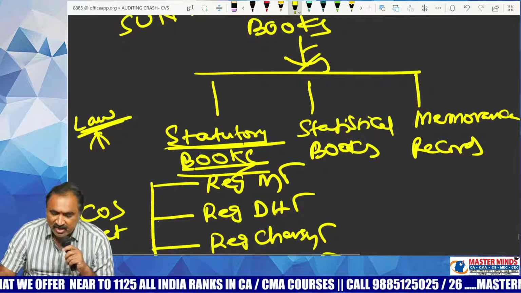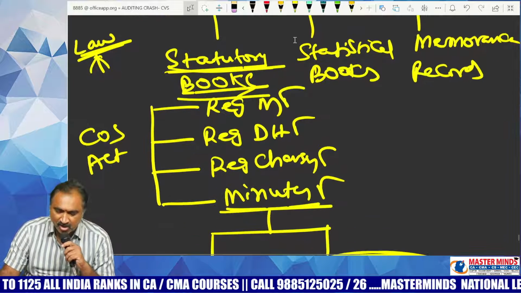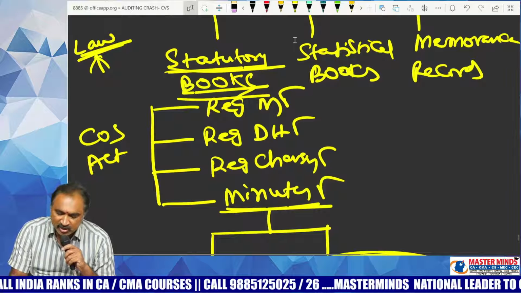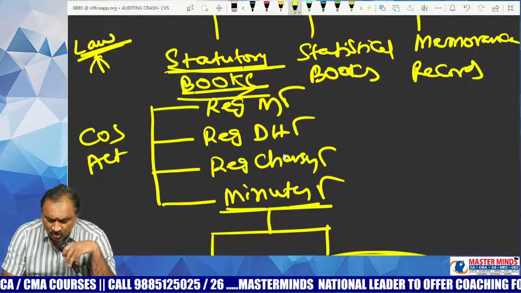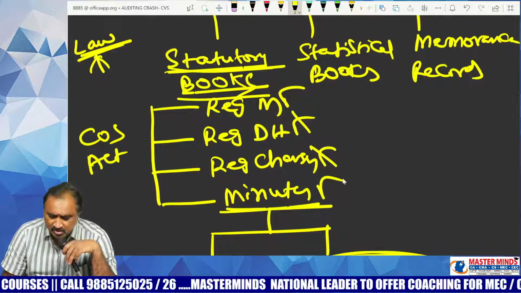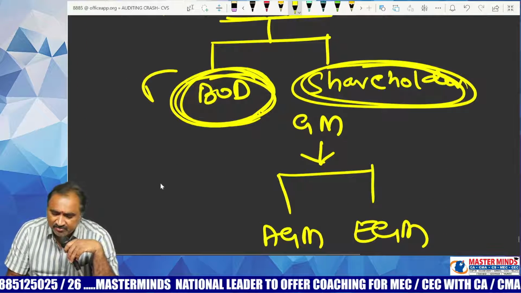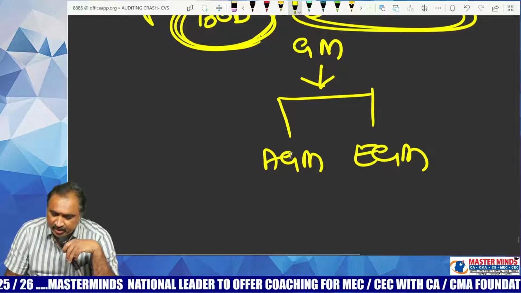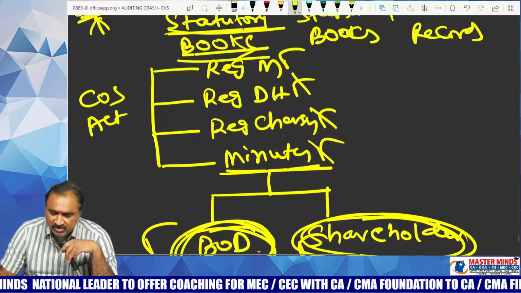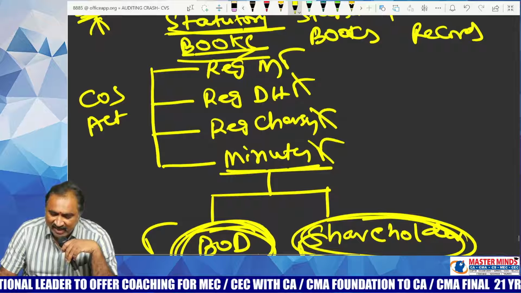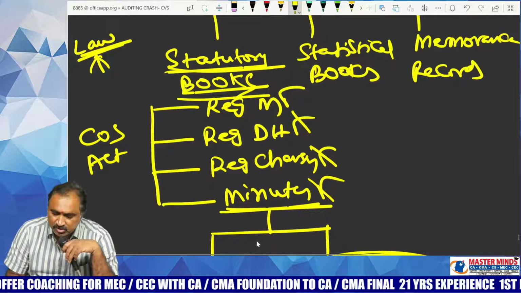Then we started having a discussion about what are books. Books are of three types: statutory, statistical, memorandum. The following are the best examples of statutory books. First one is register of members, otherwise called register of shareholders. The second one is register of debenture holders. The third one is register of charges. And the fourth one is minutes book. Minutes may be of the board of directors or even of the shareholders. It may be minutes of either an annual general meeting or an extraordinary general meeting. Being an auditor of a company, you always have a right of reviewing, verifying, accessing the minutes of either the board of directors or the shareholders. This is all about the term statutory books.